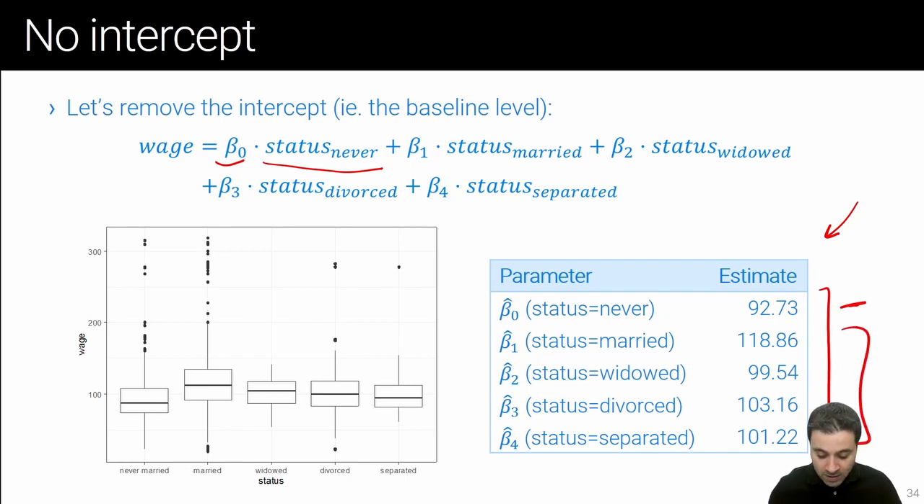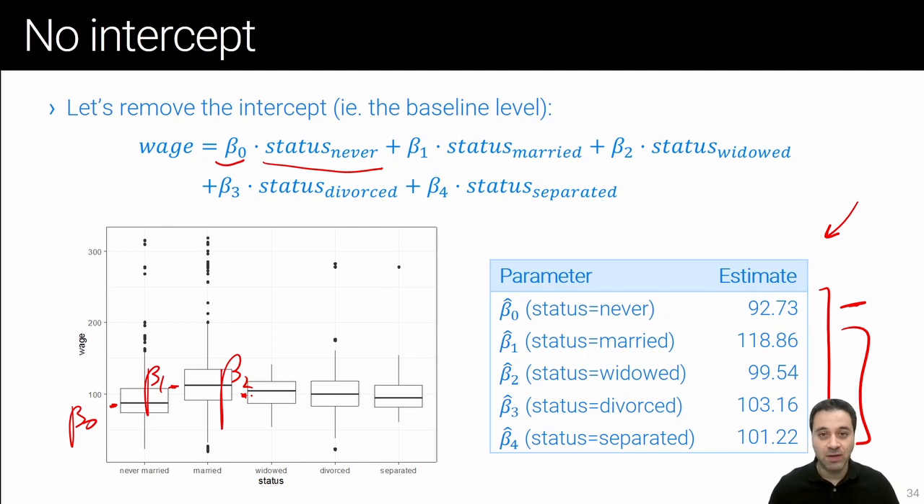Not anymore. And so what this is telling us is that the average or the estimate for the status equal never is 93. That would be over there. And then we have status married equal 119. So it would be directly telling us this number there. And then status widowed 99.5. So it would be somewhere like, again, over here. So we have directly the coefficients telling us what the estimate for the group would be.